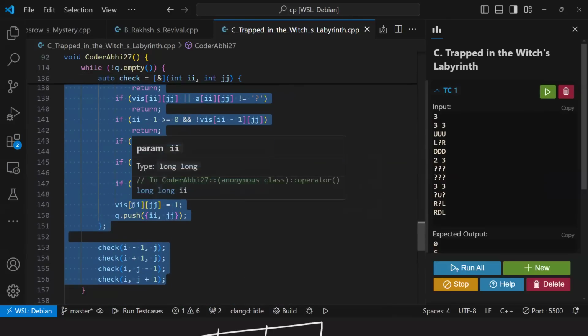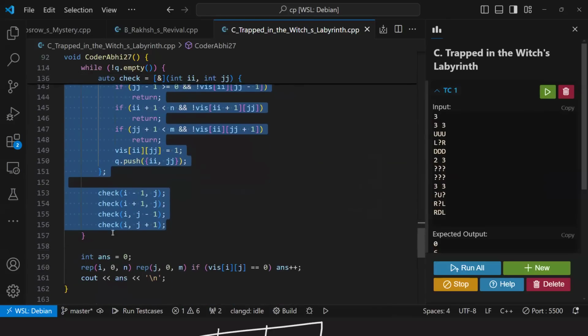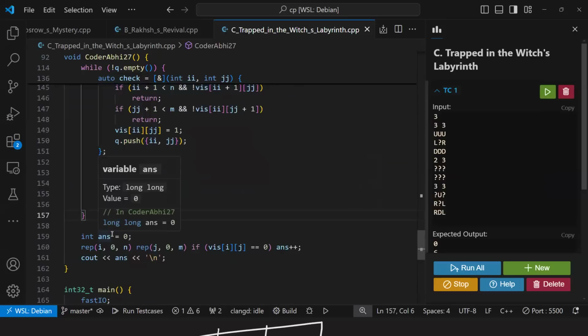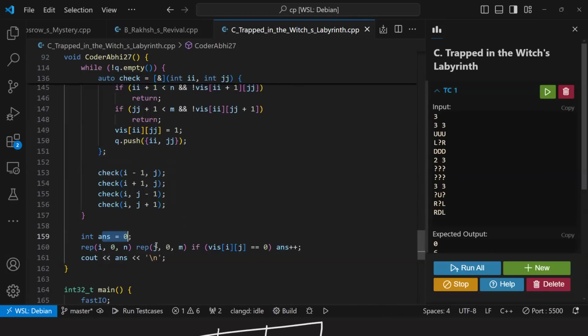This was done for the question mark part. Okay. So finally, what would be my answer? My answer would be those cells which are not visited. So answer equal to 0. And for every element, if it is not visited, I do answer plus plus and print our answer.